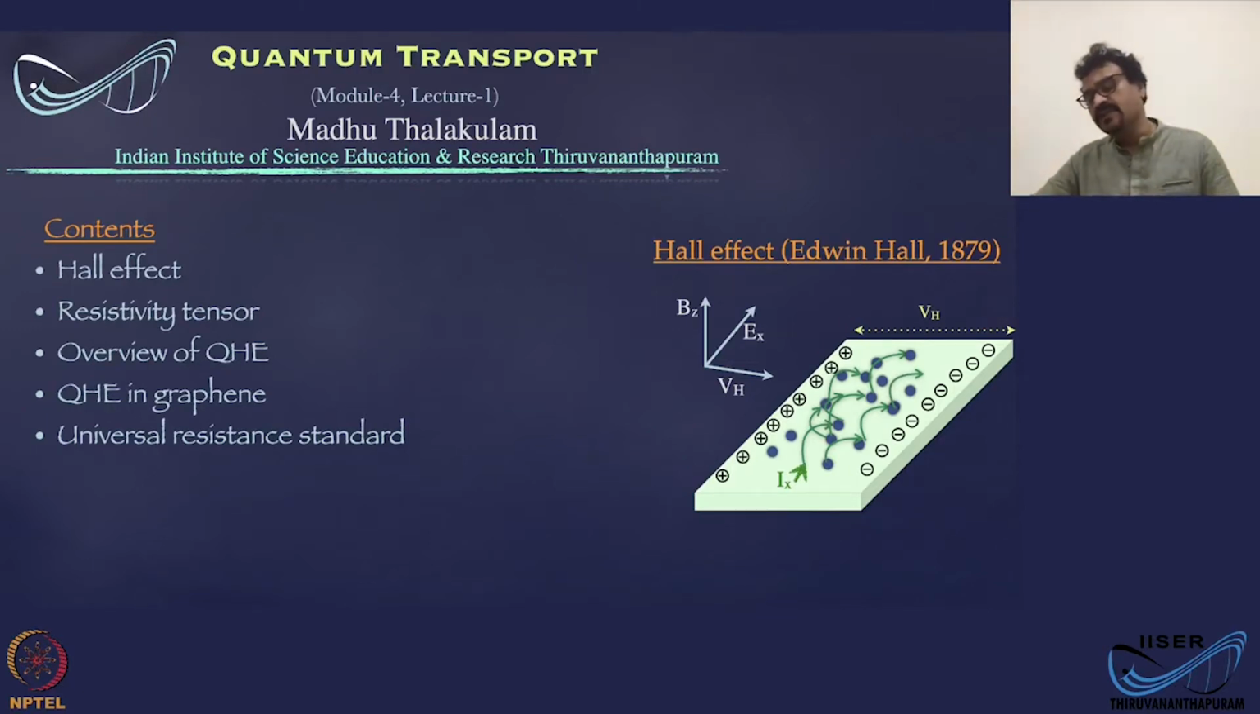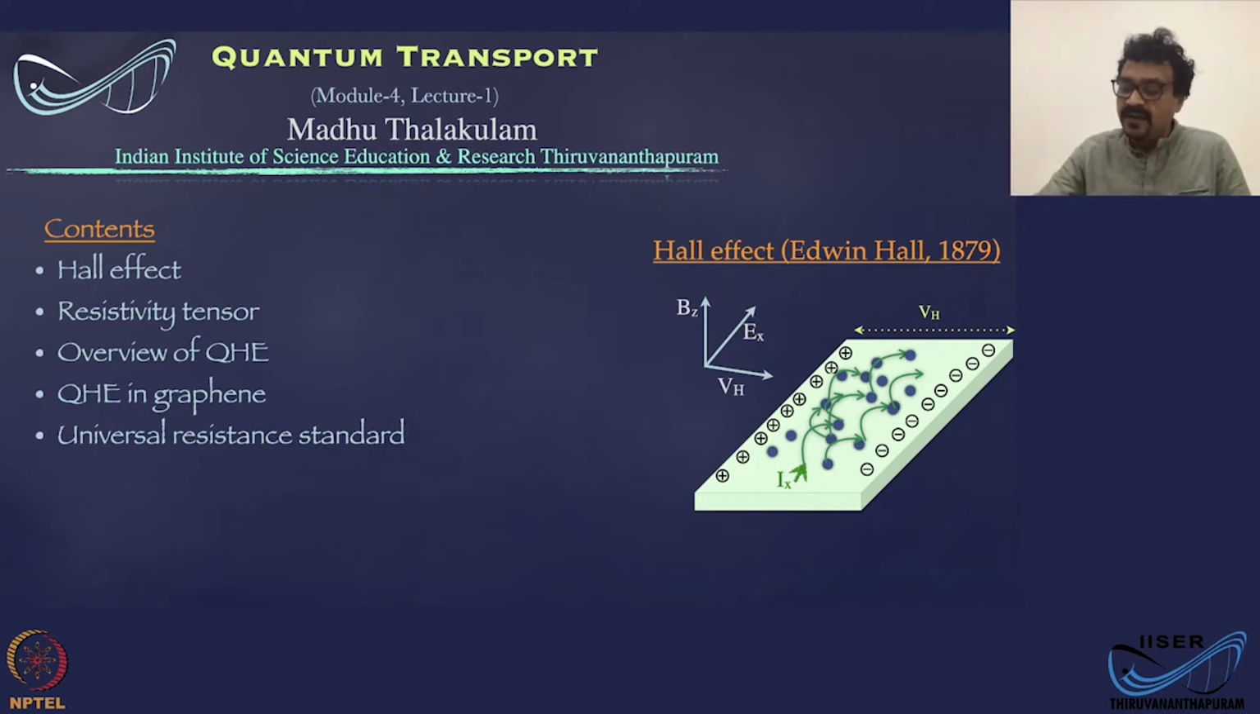From this Hall voltage we can get information on the carrier concentration in the sample, and from the carrier concentration we can extract mobility, conductivity, and all these details.